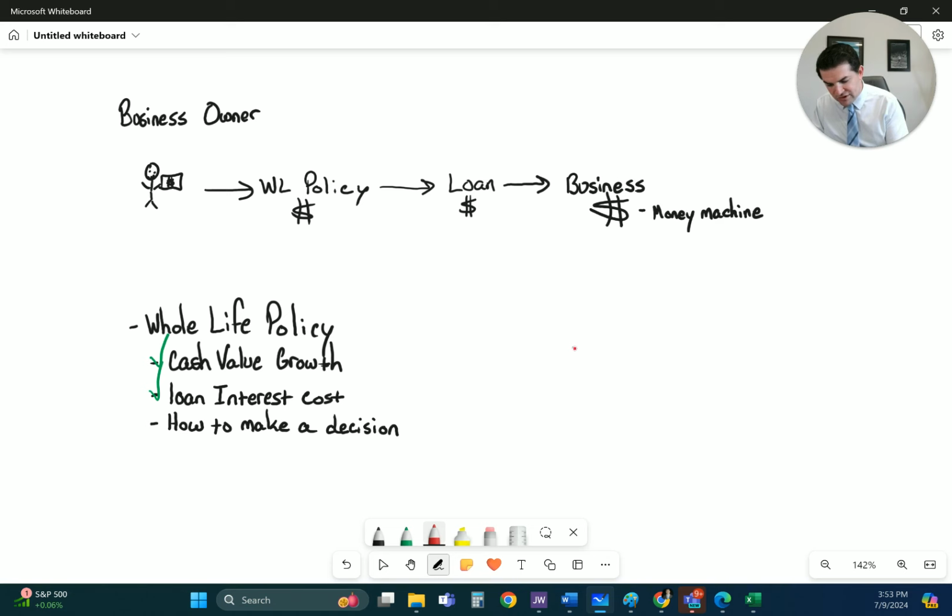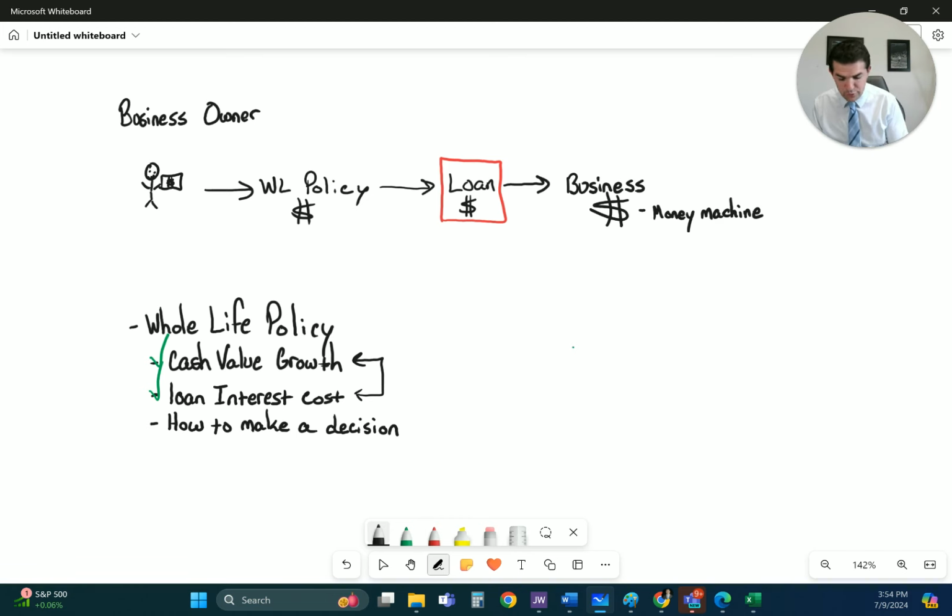If I'm going to do this, if I'm going to borrow money against this life insurance policy, I feel like I'm borrowing my own money. A million people tell me that's not the way it works, but that's how I feel. So just show me what the loan interest cost is, and what I can do is compare that with the cash value growth.